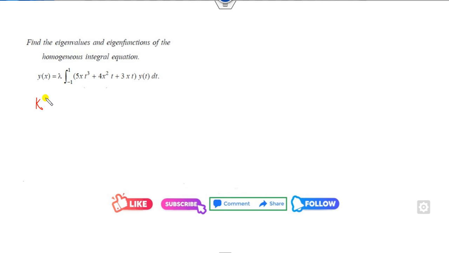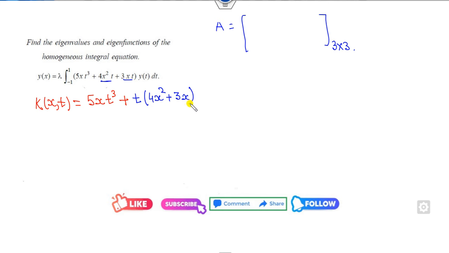Okay, look at another one. What is k of x comma t? It's 5x to the 4 t cube plus... now if you look at that, there are three functions, so that means you have to write this matrix as 3 cross 3. But if you look closely, I can write this function in terms of 4x square plus... now you can see it changes into a 2 cross 2 matrix. Fine. Now once you have this, can you find the k? Again, it is type 2. What is my k11? That is 5x to the 4. What is the integration of 5x to the 4 from minus 1 to 1? It will be 2.